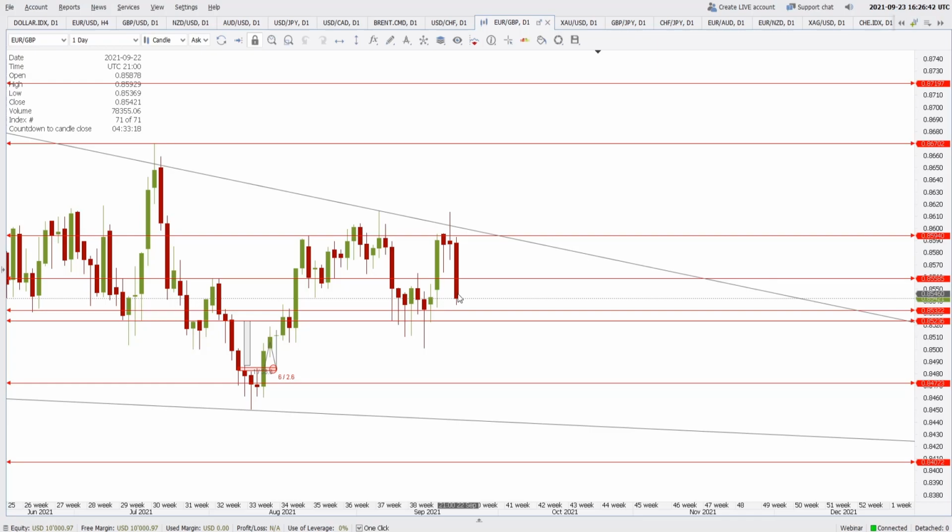So where is the support? 0.8532 is the support. The price is just 10 pips away from the intraday support. Now if the price goes back to this area, expect a lot of buyers rushing in to push the price higher, and if they start pushing it higher, then 0.8558 is going to be the area of resistance for this market, and 0.8532 and 0.8523 is going to be the support for this market.